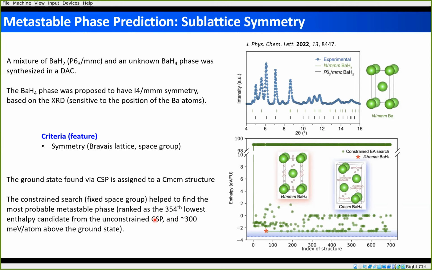And so if you did an unconstrained search, you would miss it. So this kind of a constrained search is quite important in such a case where you might be making some sort of a metastable phase in experiment.